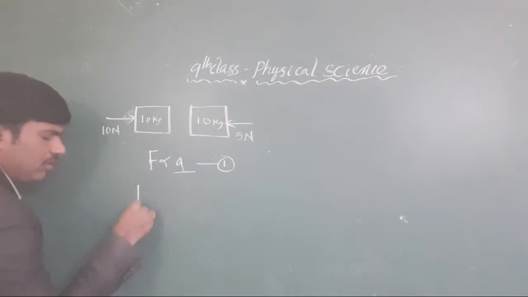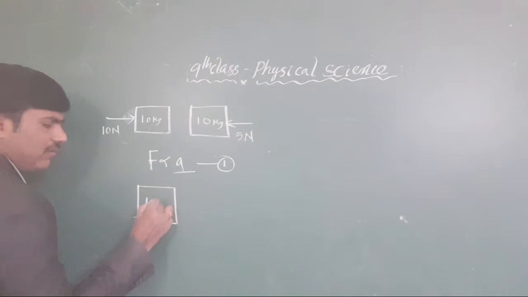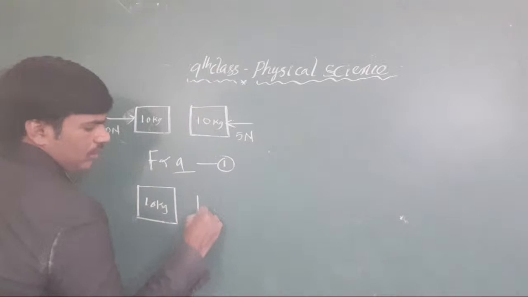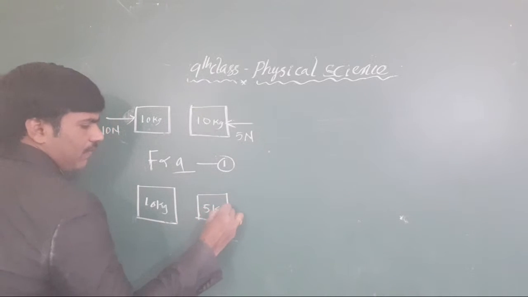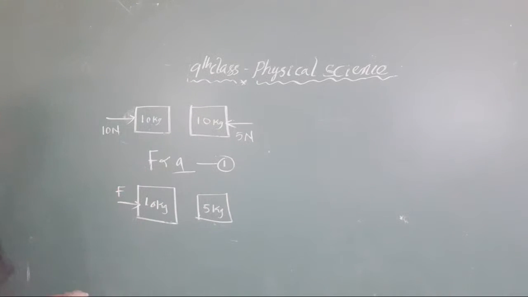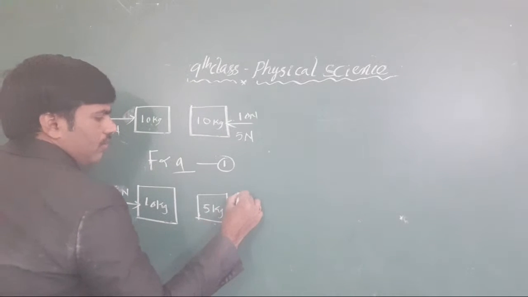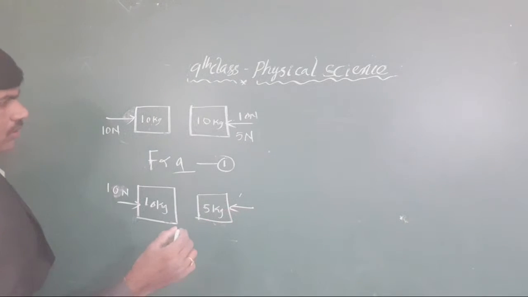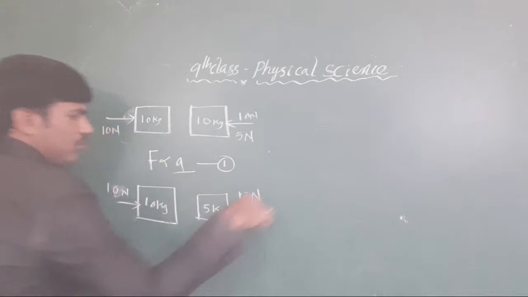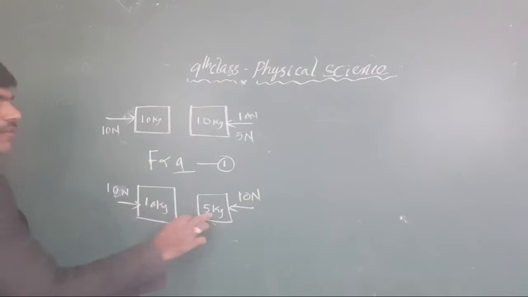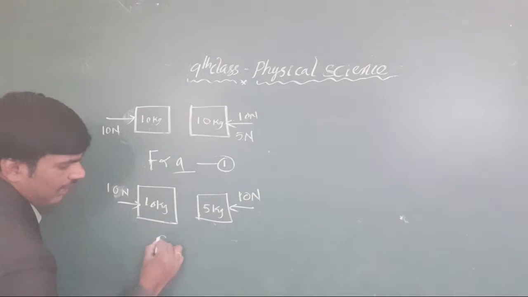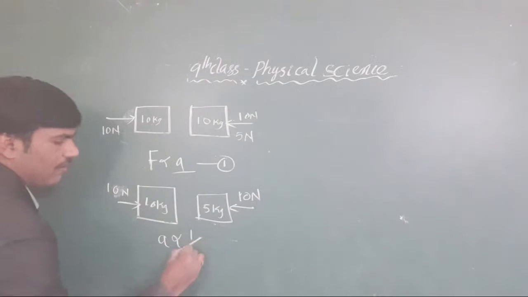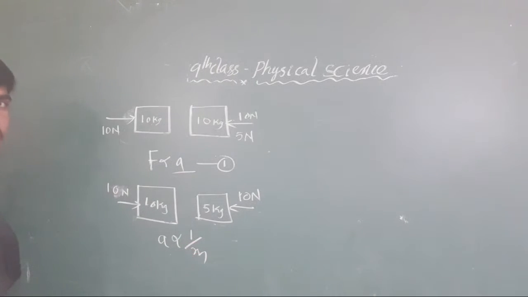Suppose you take the same thing here, but the masses change. Here we take a 10 kg mass, and another one with just 5 kg of mass, and the forces are the same, 10 newtons force applied in both cases. The force remains constant and the masses change, so acceleration is inversely proportional to the mass. The larger the mass, the smaller the acceleration.